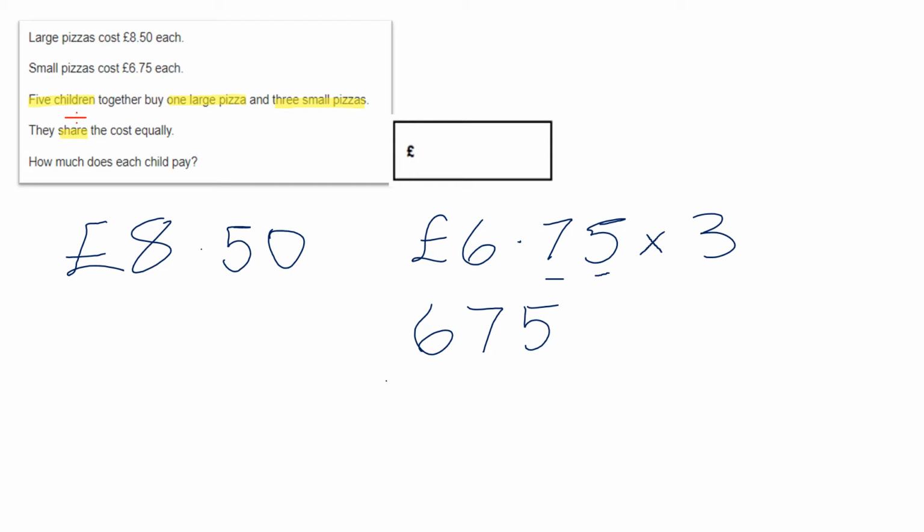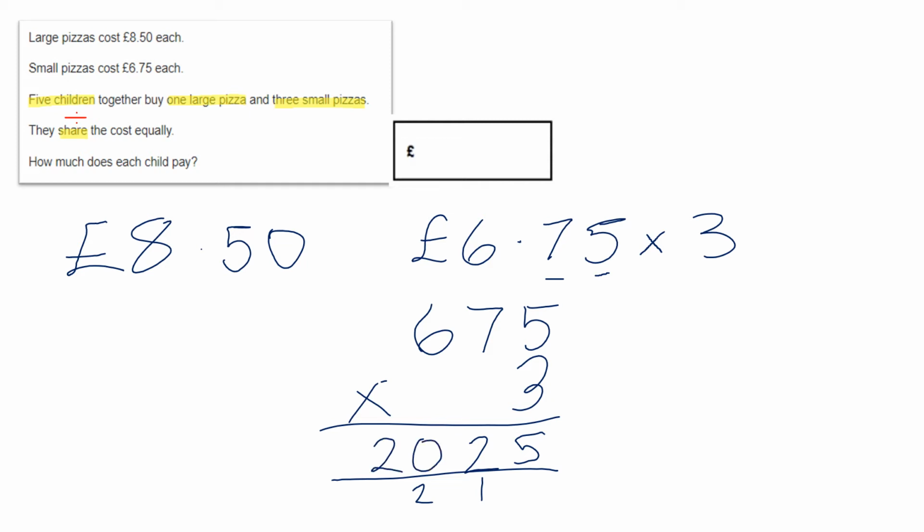Then we do our 675 multiplied by 3. 3 times 5, 15, 5, carry the 1. 7 times 3, 21, add the 1 is 22, so 2 in, carry the 2. And then 6 times 3, 18, add the 2 is 20. Then we go back and we put our decimal point in. There are 2 numbers after the decimal point in the question, 2 numbers after the decimal point in the answer. And there we go. So the children have spent £8.50 and £20.25.